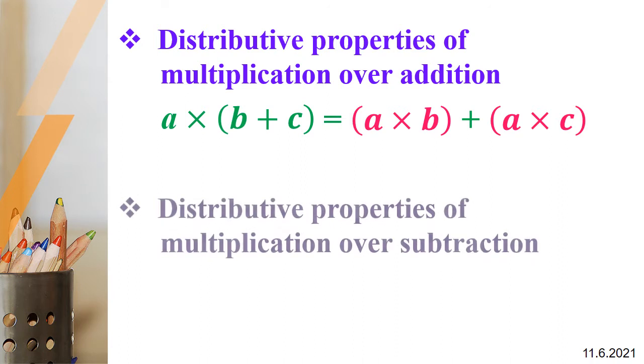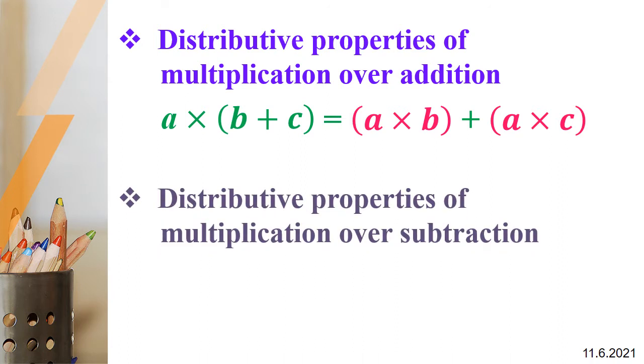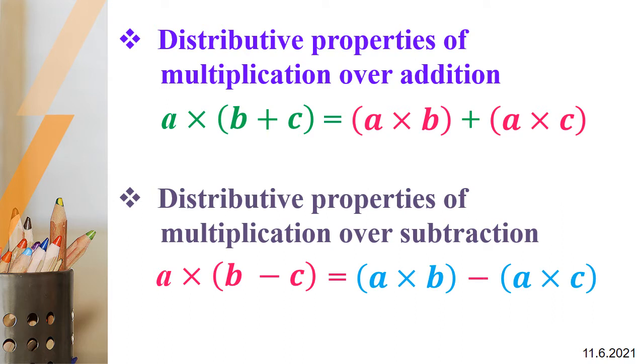Next, distributive properties of multiplication over subtraction. That is, when a number is multiplied by the difference of two whole numbers, it is equal to multiplying the number by each of the two numbers and finally subtracting the values. That is, a × (b − c) = a × b − a × c.